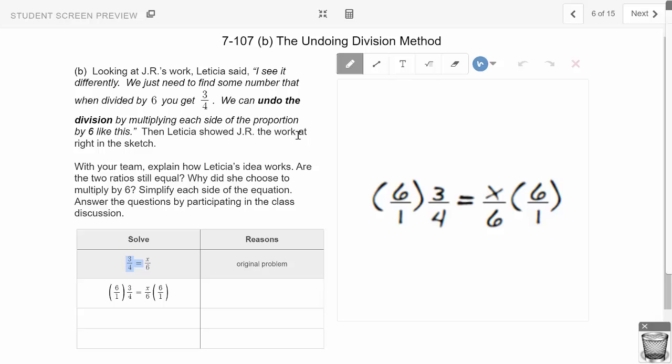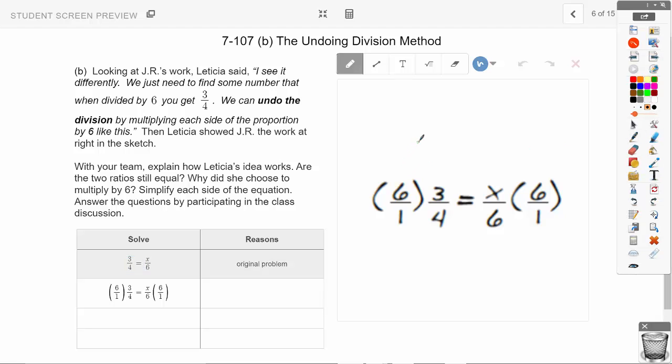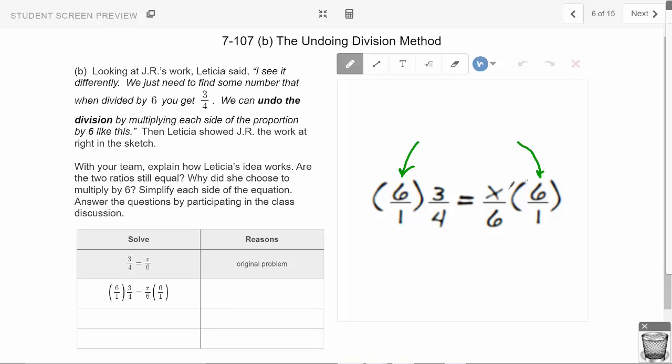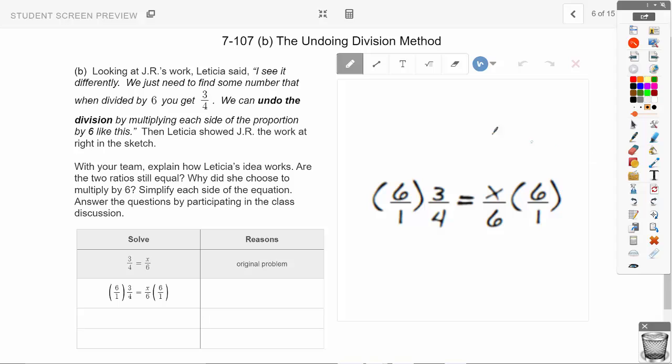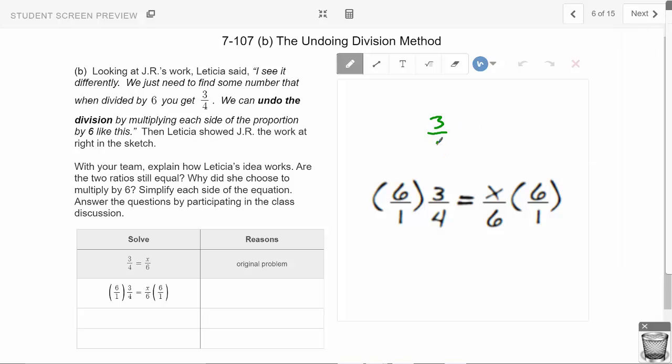Then Letitia shows her work at the right in the sketch. So you can see right here that Letitia is showing that she's multiplying this by 6 and she's multiplying this side by 6. By doing that, she's creating a giant 1 right here, right? So the notes that I'd like you to take start with 3/4 is equal to x over 6. And then we're going to multiply by this 6. So they do it as 6 over 1. Okay, that's fine.